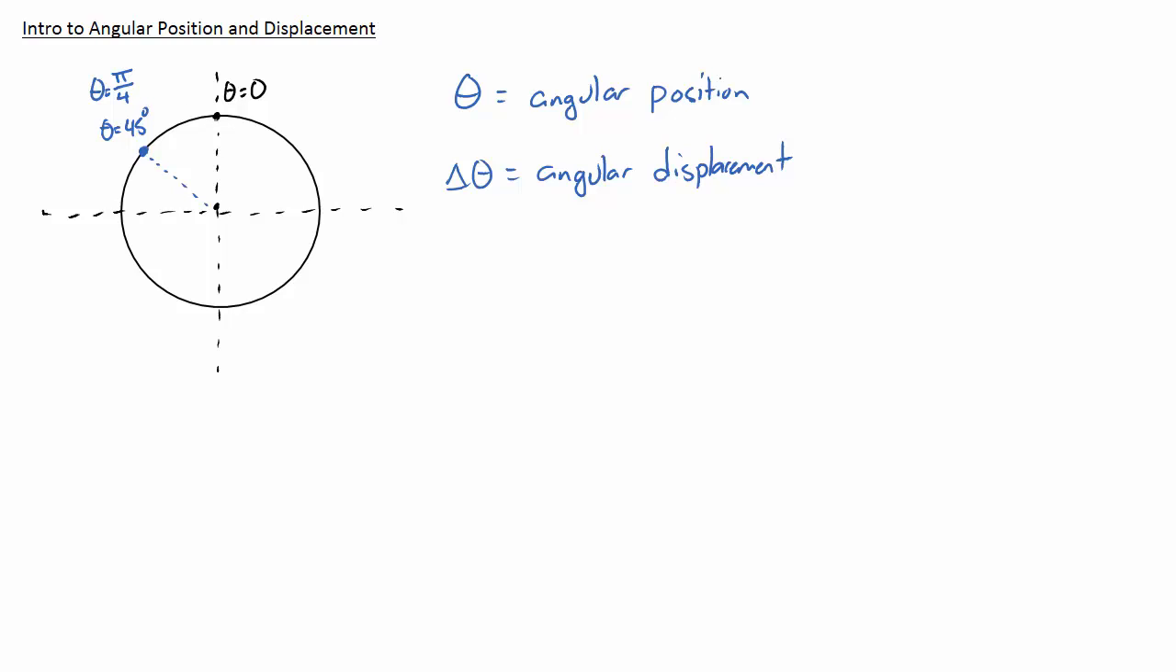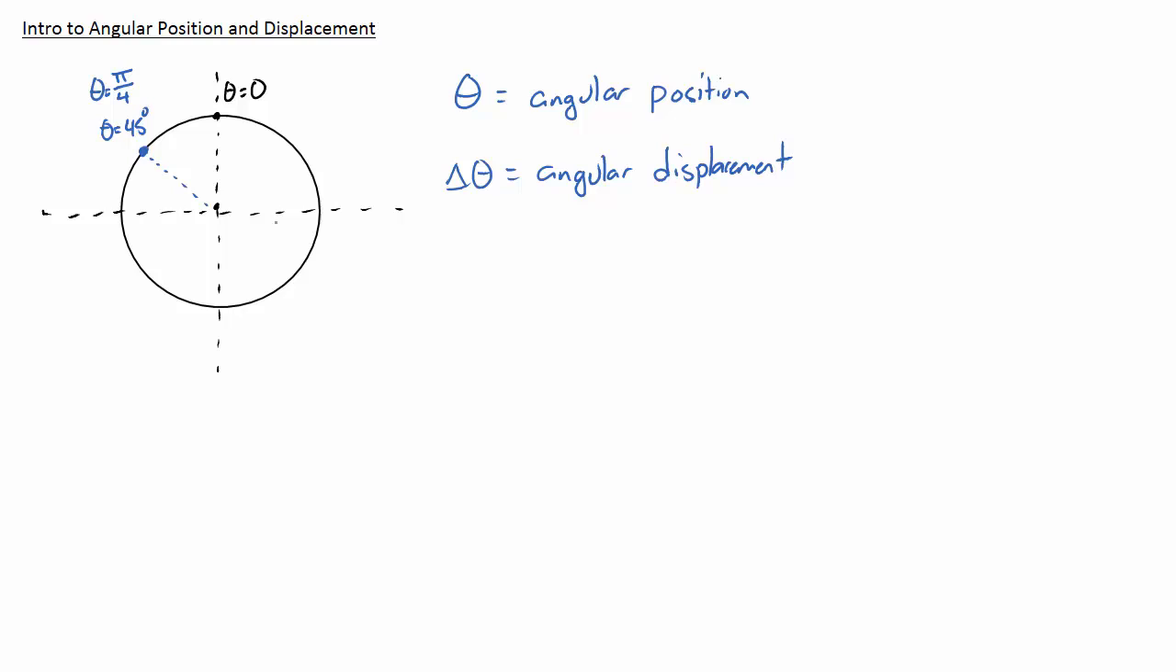So for example, if I were to go around the circle once, my angular position would be 0 again. My angular displacement would now be 2 pi radians. If I were to go around again, my angular position would still be 0, but my angular displacement would now be 4 pi radians. The angular displacement does add up, while the angular position remains just between 0 and 2 pi radians or 0 and 360 degrees.